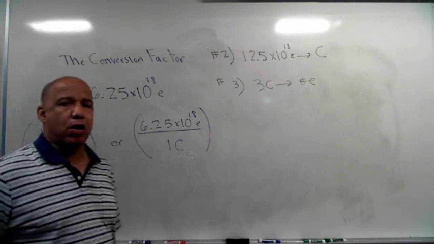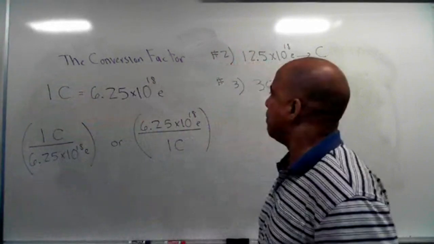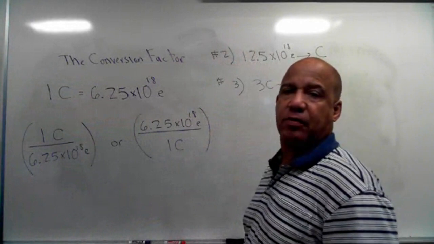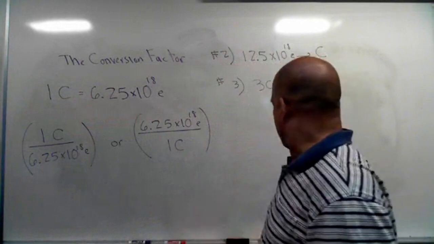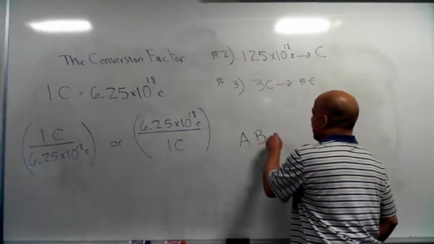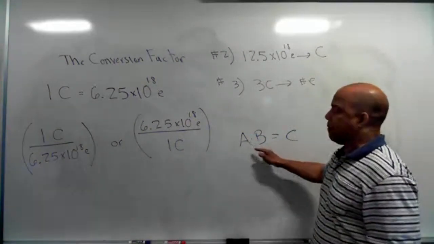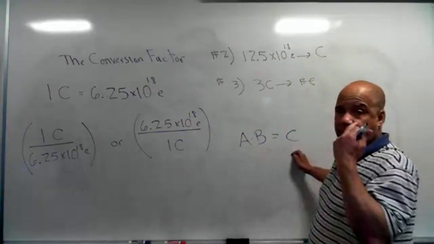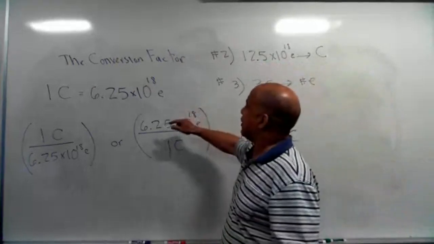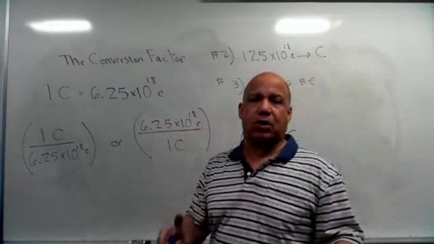All right, I want to borrow an idea from chemistry. If you have chemistry, or maybe even physics, there's something called a conversion factor. Well, what's a factor? If I have A times B equals C, then A and B are factors, and C is the product. So a factor is something that you're going to multiply. A conversion factor is a number or a group of numbers you're going to multiply.